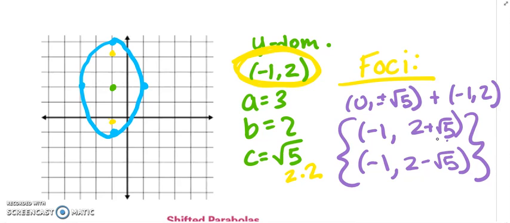Questions? Does that make sense what we did? Everything's the same. You just have to add the center to it. So we didn't find vertices, but if we would find vertices, we would use plus or minus 3 on the y, but then we would add our center to it.